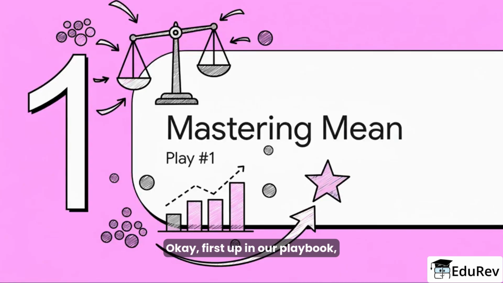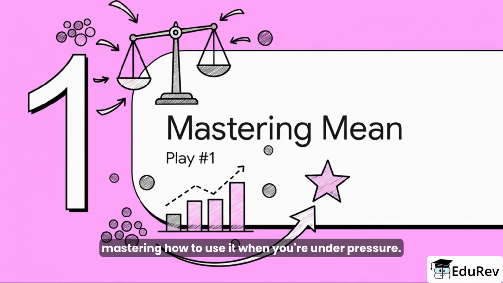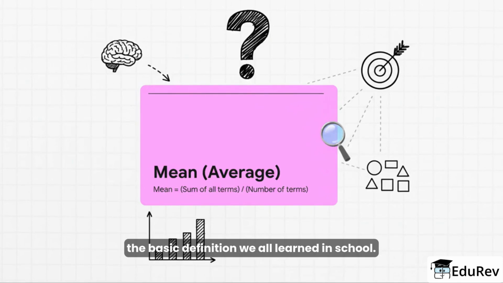Okay, first up in our playbook, mastering the mean. We all know the basics, but the real key to a great UCAT score is mastering how to use it when you're under pressure. So here it is, the basic definition we all learned in school. The mean is just the sum of all the terms divided by the number of terms. It's the average. Simple, right? But believe me, knowing the formula is really just the beginning.